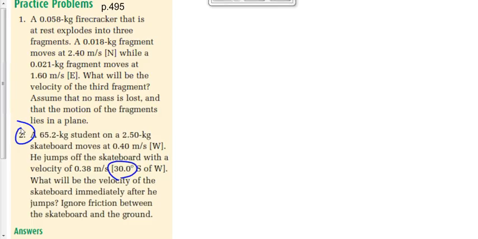We got a 65.2 kilogram student on a 2.5 kilogram skateboard moving to the west. So here it is. I'm going to call this object 1 and 2 combined, although it doesn't really matter. You don't even have to name it if you don't want to. Its mass is 67.7 kilograms, and its velocity is 0.40 meters per second.